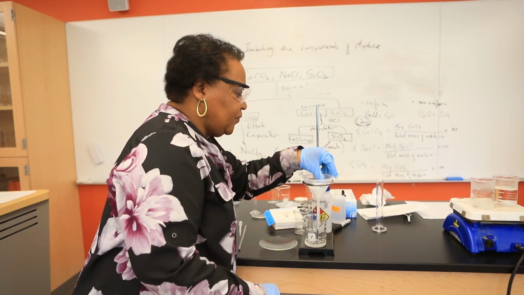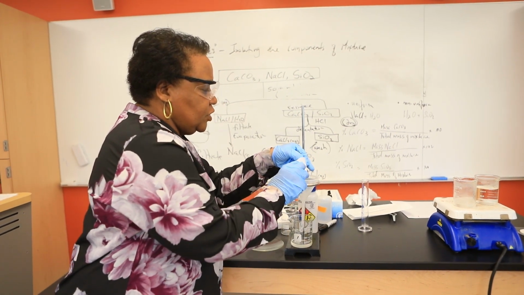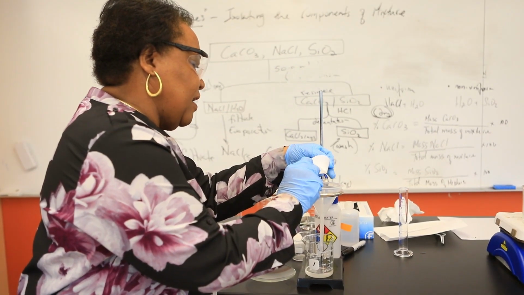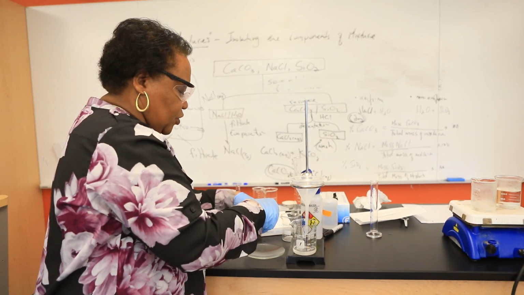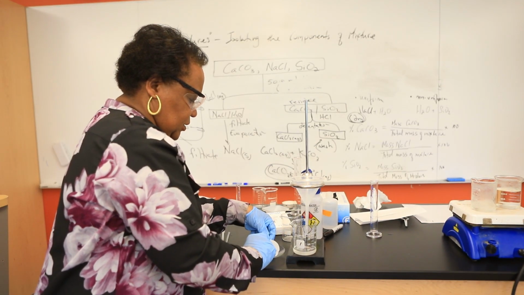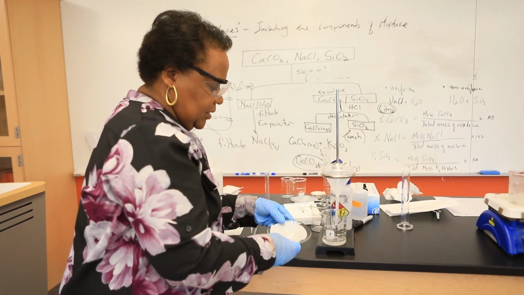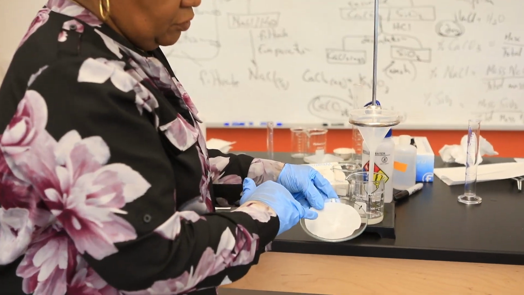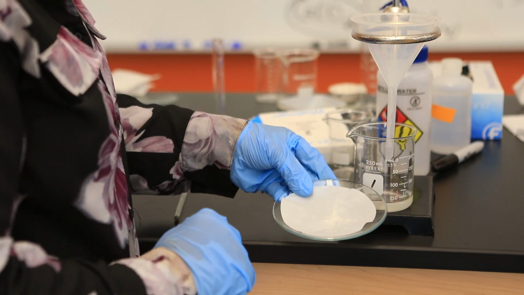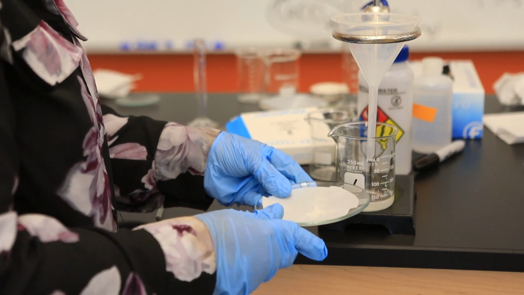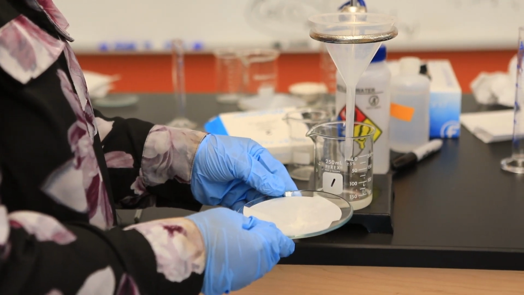Alrighty, so now that the filtration is complete, I'm going to remove my filter paper. Do not forget that I already have the mass of the watch glass and that filter paper. I'm going to transfer that filter paper with the calcium carbonate solid to my watch glass. And just as a means of observation, you should be able to observe that white solid on that filter paper. I'm going to take this over now to our hot plate and allow this to come to dryness.